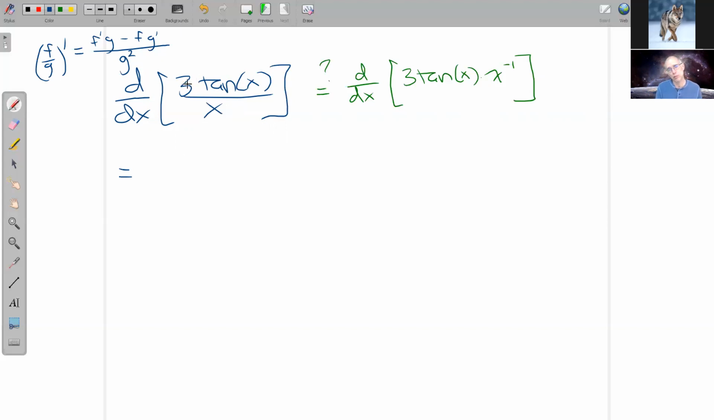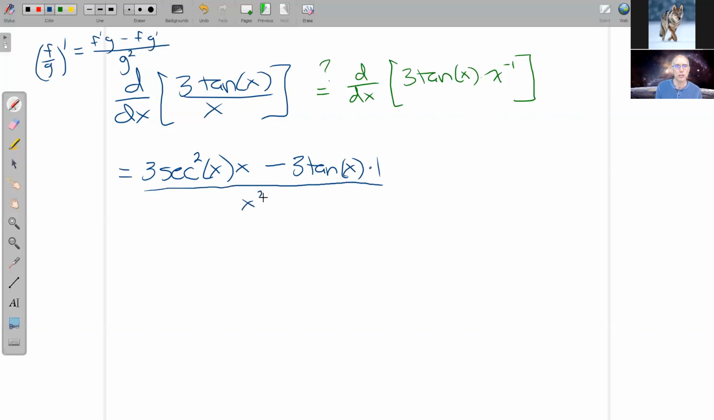Now the 3 is just a multiple, we'll keep it with the tangent, so that would be 3 secant squared times the denominator. And then minus, we leave the numerator alone, 3 tangent of x, and multiply by the derivative of the denominator, which is just 1. Which sometimes I write, sometimes I don't. And then all over the denominator squared. And then we try to clean it up if possible. So the 3 factors out, which is a little less ink. So I get 3 times this fraction.